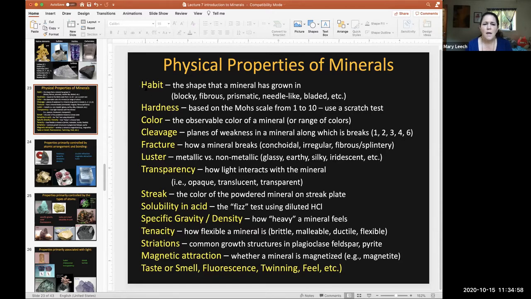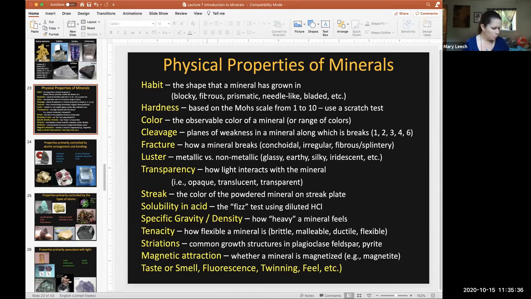Habit. Habit is the term that we use to describe the shape. It's different from the form of the mineral, because the form can be like one of those quartz points I pulled up. Its habit, you would call prismatic, because they form little prisms. That's this term in the middle here, prismatic. The feldspars, I keep telling you, I would call blocky. That's the name of the habit.